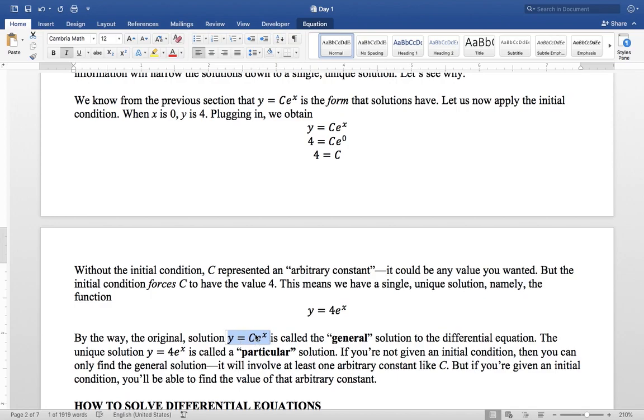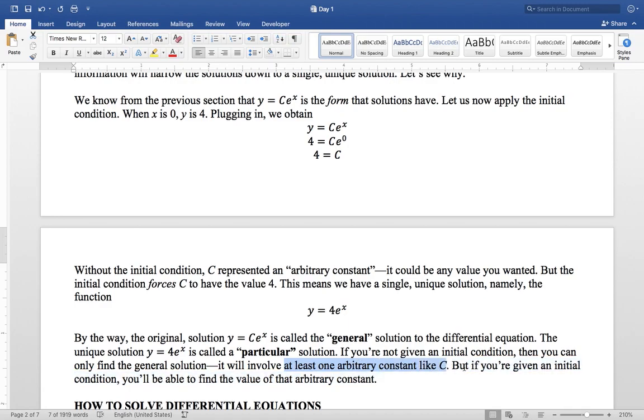One different solution for every possible choice of c. So this formula, this general solution, represents the total solution set, all possible solutions to the differential equation. But the unique particular solution is what we obtain by applying the initial condition, okay? So if you're not given an initial condition and you're just given the differential equation, then you can only find the general solution. It will involve at least one arbitrary constant like c.